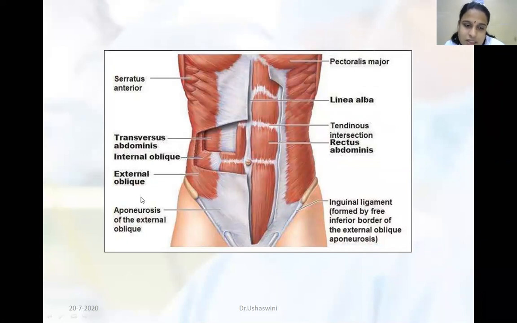An important part of the aponeurosis of the external oblique: it has a weakening, or an opening, the external superficial ring or external ring, through which structures come out from the abdominal cavity. Also, the upturned portion of the external oblique, the hard thickened structure, is called the inguinal ligament, which is formed by the free upturned inferior border of the external oblique aponeurosis.